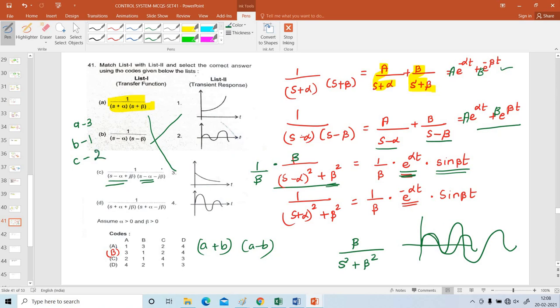C is 2. And next D, we can also write like this, but e power minus alpha t. So this is the decreasing exponential. D is equal to 4. So option B is the correct answer.